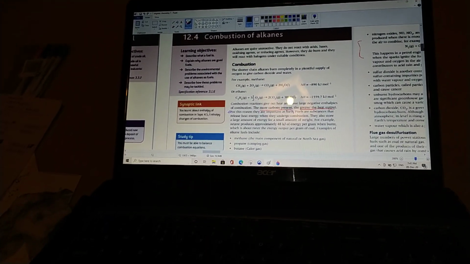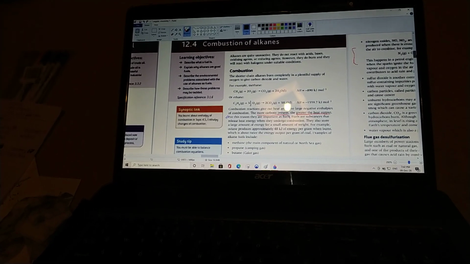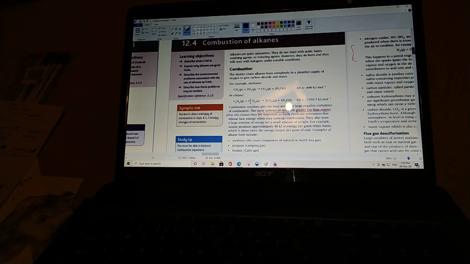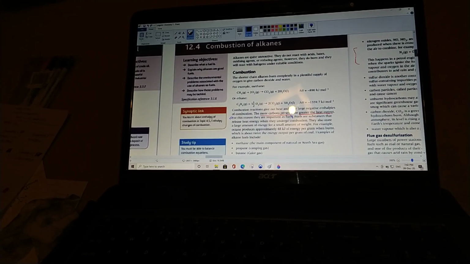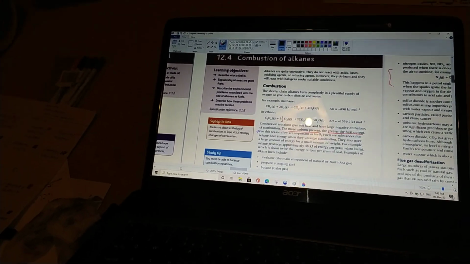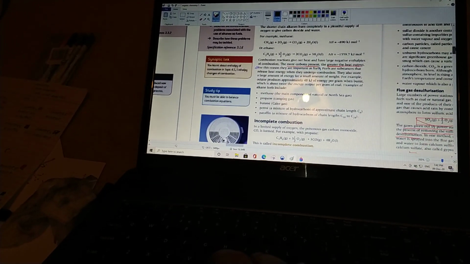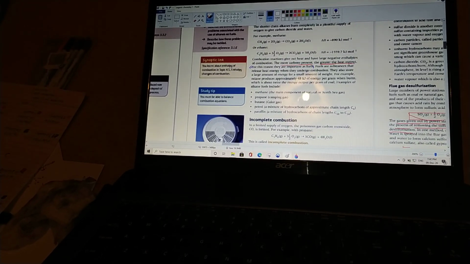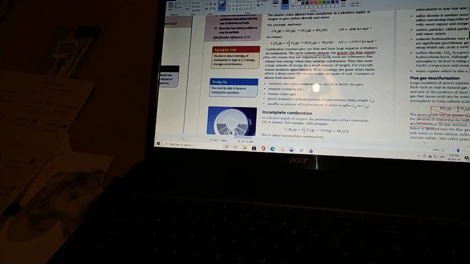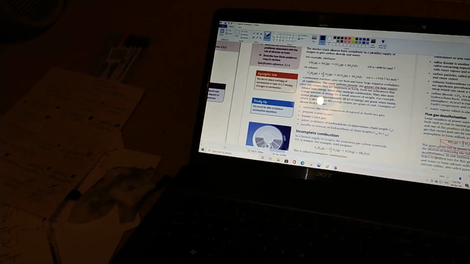Basically, complete combustion occurs when oxygen is supplied in excess. It leads to the formation of carbon dioxide and water when the hydrocarbon is burnt. Now, the greater the number of carbons present, the more heat is given out. For this reason, hydrocarbons are used as fuel, as they allow us to store a large amount of energy for a small amount of weight.